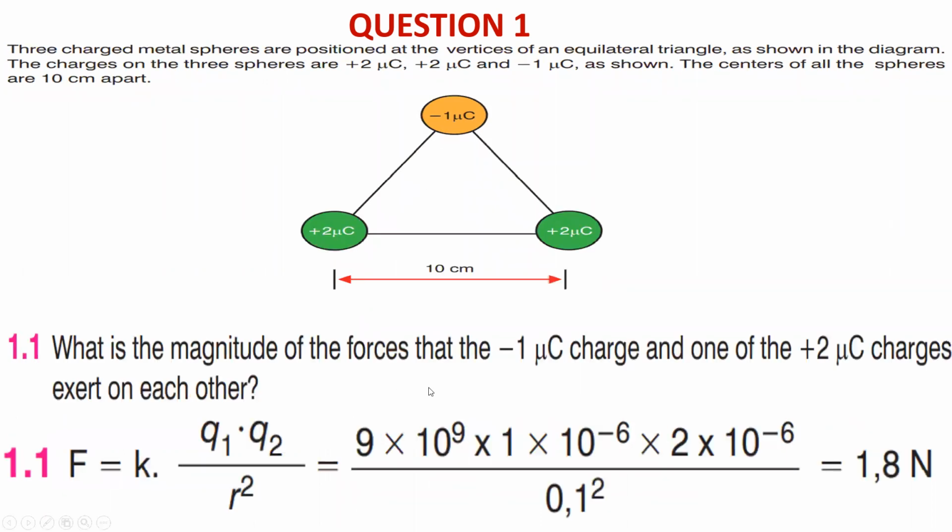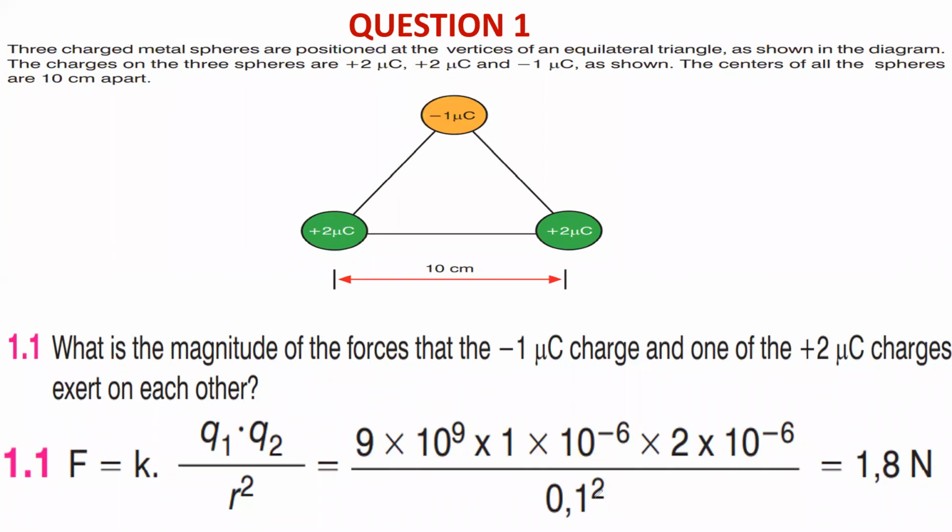Let's see our answer. As you know, we are using our formula. Force equals K times Q1 times Q2 over R squared. So K is 9 times 10 to the power of 9, and Q1 is 1 times 10 to the power of negative 6. We are converting from microcoulomb to coulomb, 10 to the power of negative 6. And then Q2 is 2 times 10 to the power of negative 6.